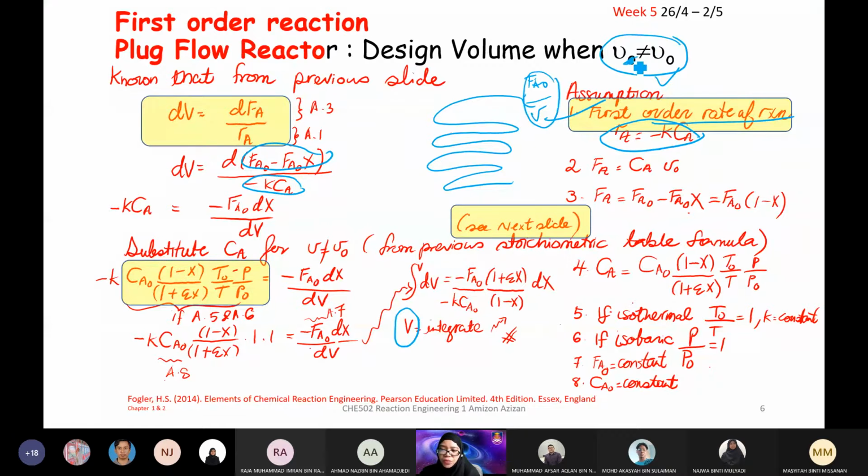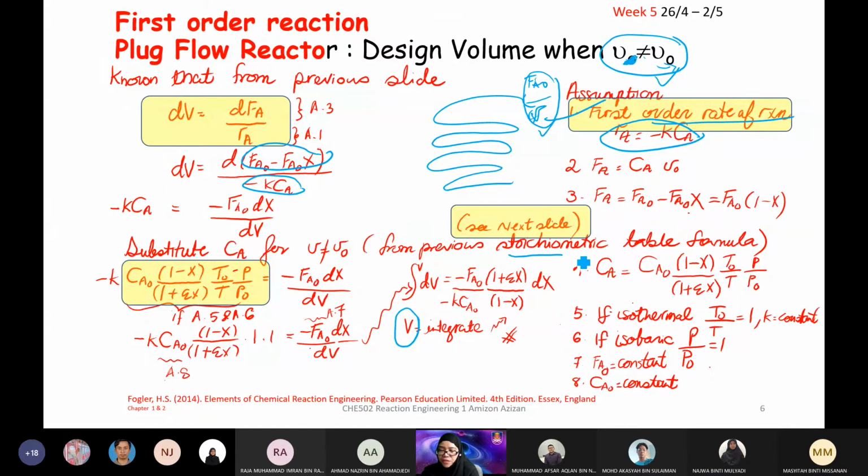Here it is not supposed to be initial. The volumetric flow rate is not equal to the initial, meaning it changes. Why do we say the volumetric flow rate changes? Maybe we have a change of phase. If it is in gas form, most probably the number of moles changes. So we cannot say it is a constant volumetric flow rate. Therefore, we have to use a specific formula for that case.